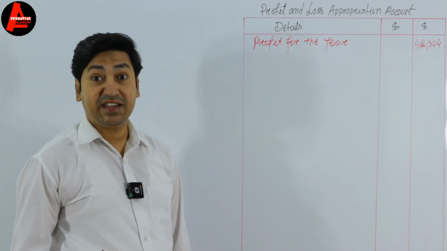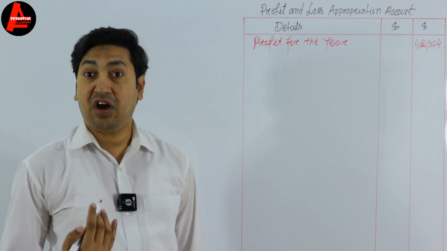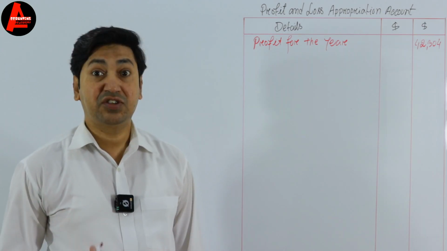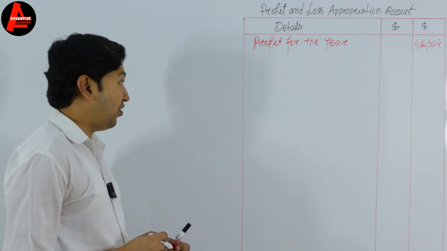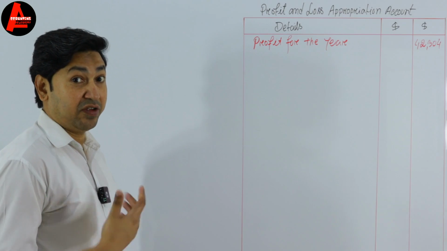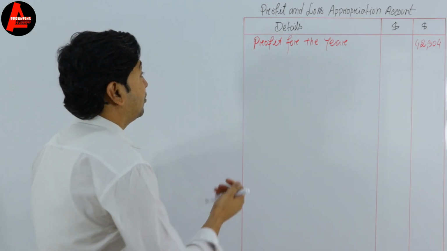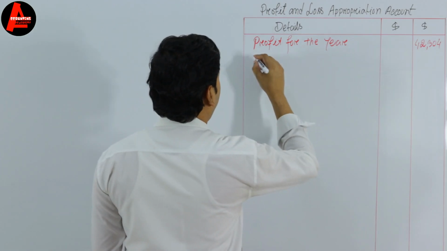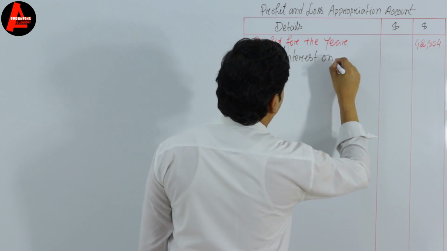Now the second step: we will write interest on drawings. This will also be given in the question. This is revenue, income for this partnership business. So we will write here: add interest on drawings.